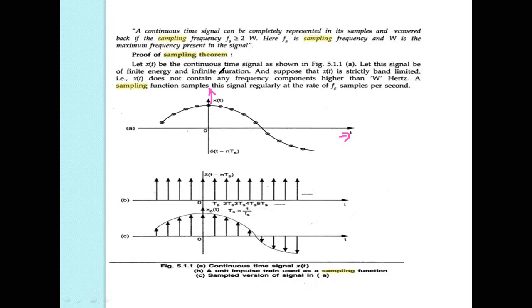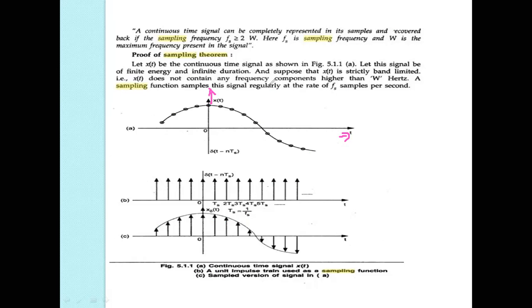Finite energy and infinite duration, meaning from minus infinity to infinity. Suppose that x of t is strictly band limited, that is, the signal is band limited to the maximum frequency fm hertz. So x of t does not contain any frequency components higher than omega hertz.